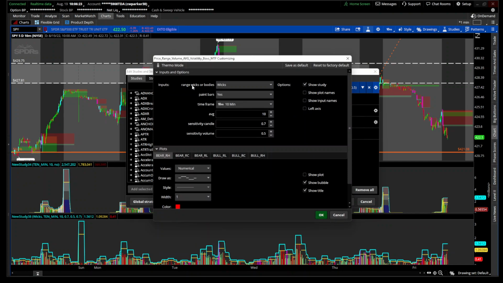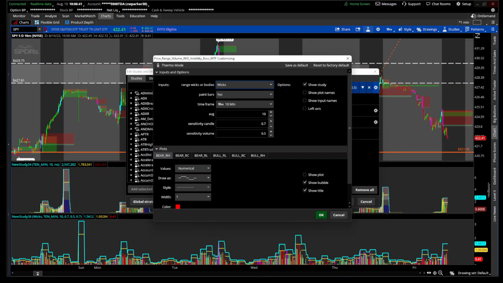Right here, what range do you want to use? You can use the range between the high and low, or the range between the close and open, which is the body of the candle. You can change the time frame. You can change the average, and this is the sensitivity of the candles and the sensitivity of the volume.